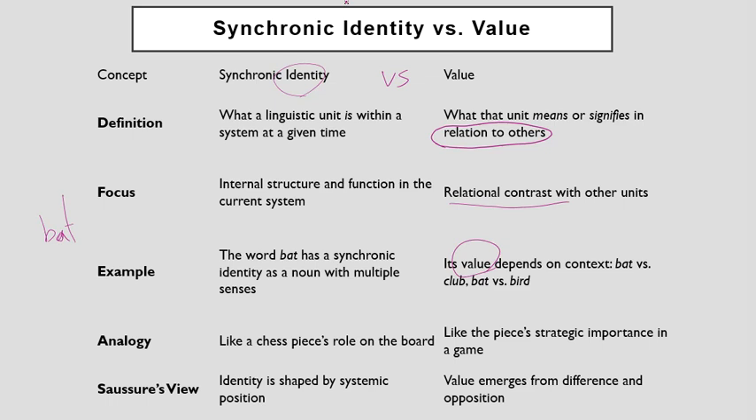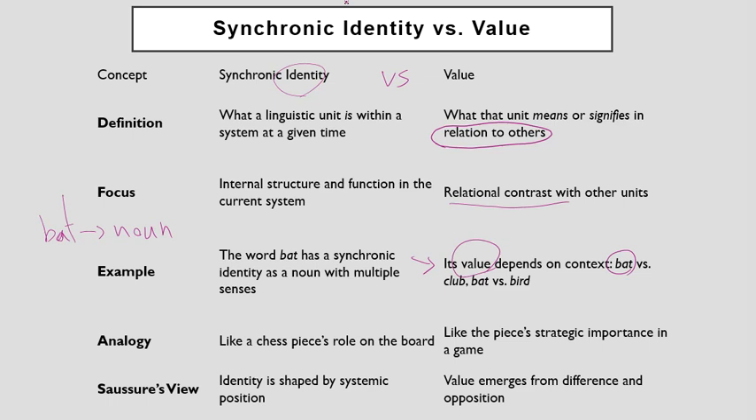The identity of this word is that it is a noun, and we know that it has different meanings. But then we don't know what those meanings are until we understand value. When we understand value, we know that, okay, bat in one context is a bird and in one context is a piece of wood. That's how it works.